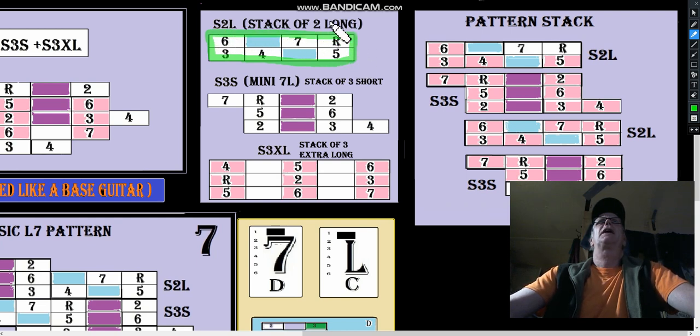This is the stack of two long. See how long it is? And it's a stack of two. And this is the stack of three short. Now I'm going to just do the square part here. Okay? That is the stack of three short. The seventh and the fourth are added because what's missing from 2, 3, 5, 6, R2? The fourth and the seventh.